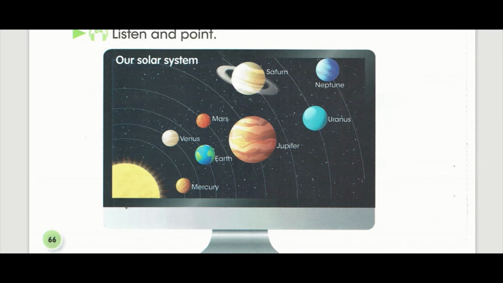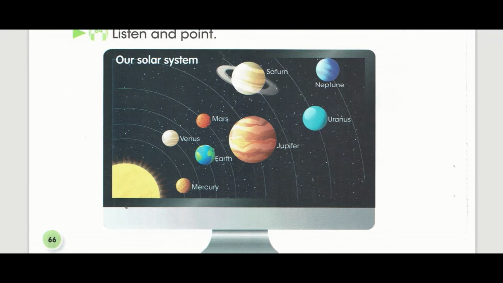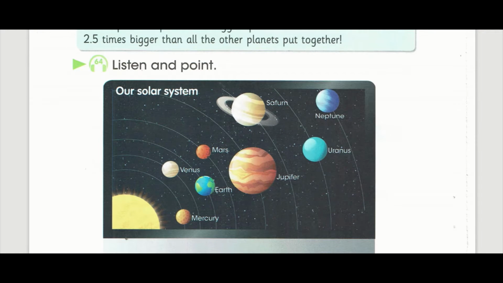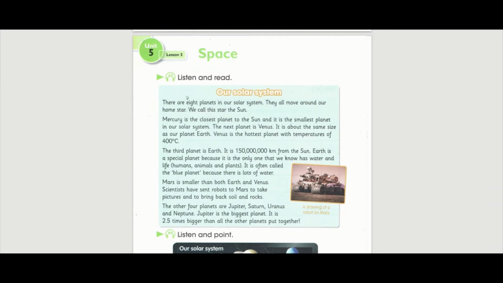Okay? Now you can tell me, what can you see in this picture? Maybe one of you says, there is a sun. Another pupil says, Earth. The third one says, there are planets. You see? So, according to this picture, we can tell that our subject is about what? Our subject for today is space.